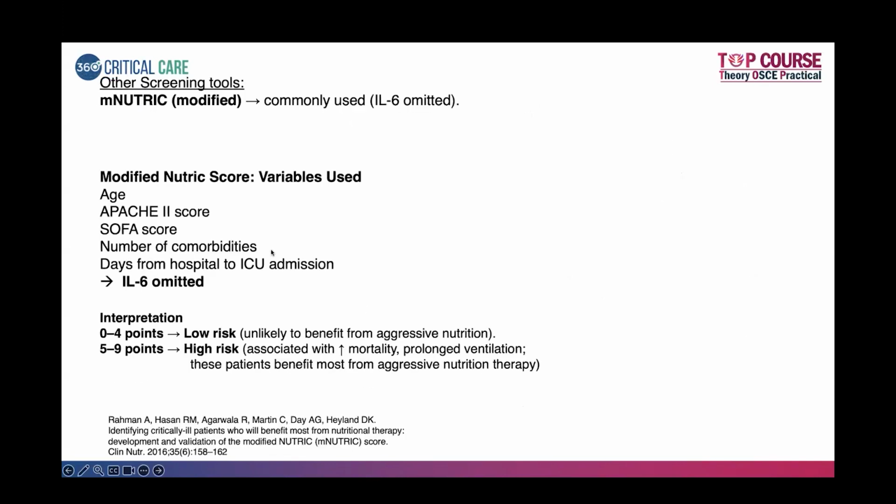Then you have something called the modified NUTRIC score. So here IL-6 is omitted because in many centers they would not be doing serum interleukin 6 levels. So in that kind of scenario, it can be omitted, where the other parameters alone can be looked into: age, APACHE 2 score, SOFA score, number of comorbidities, the days from hospital to ICU admission. So for interpretation, you just reduce 1 point from the original score: 0 to 4 and 5 to 9. So based on that, you can classify it as low risk or high risk.